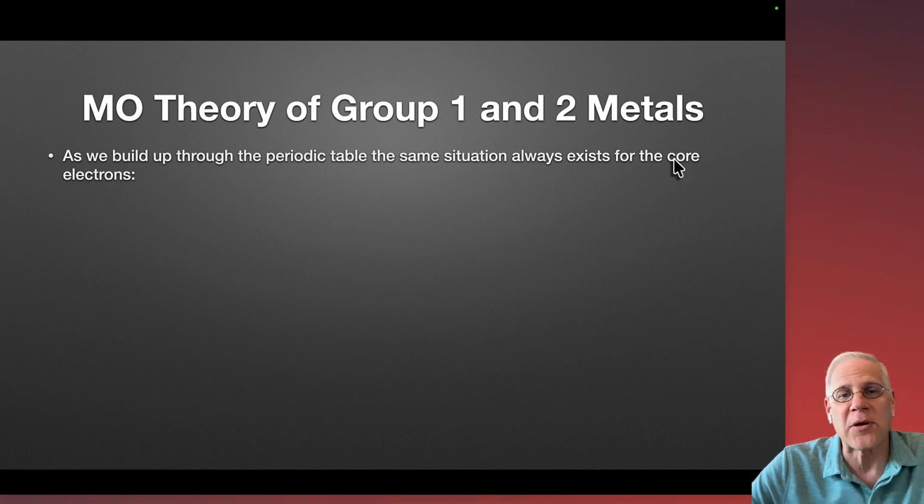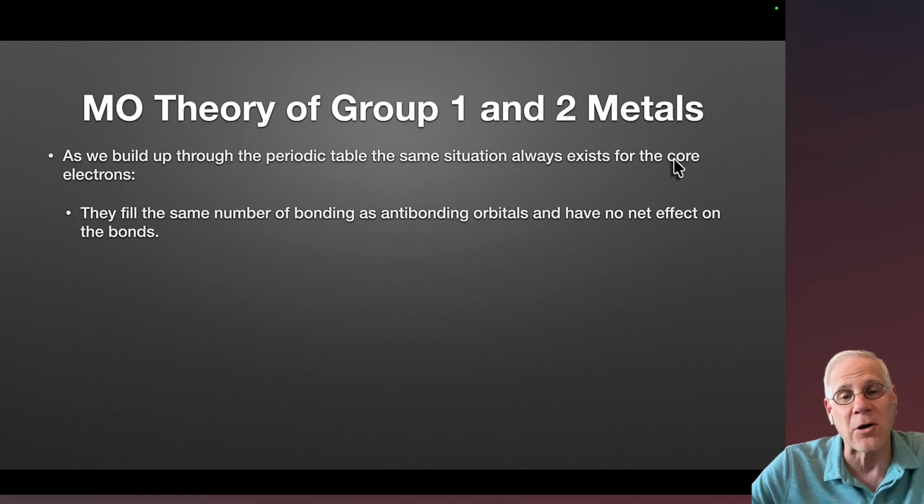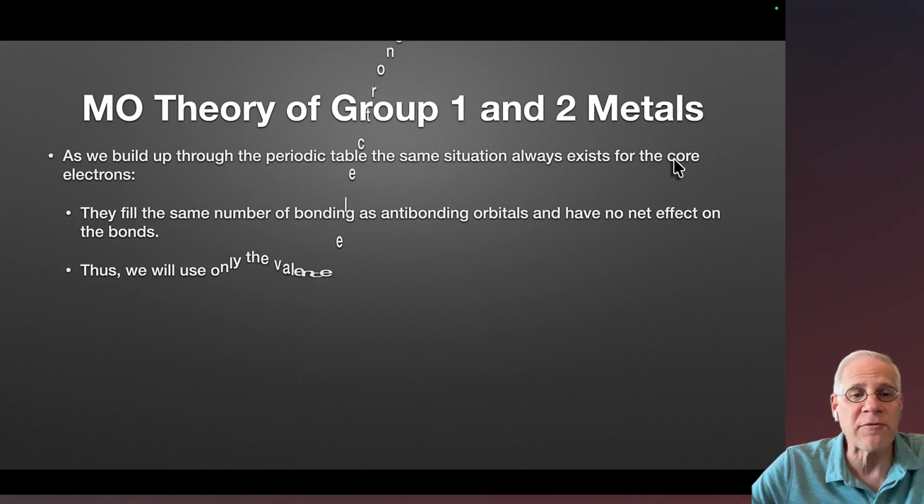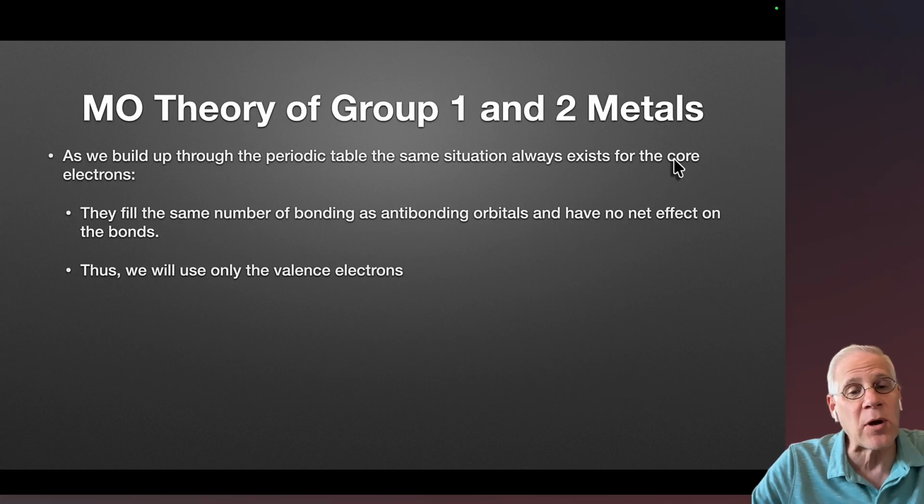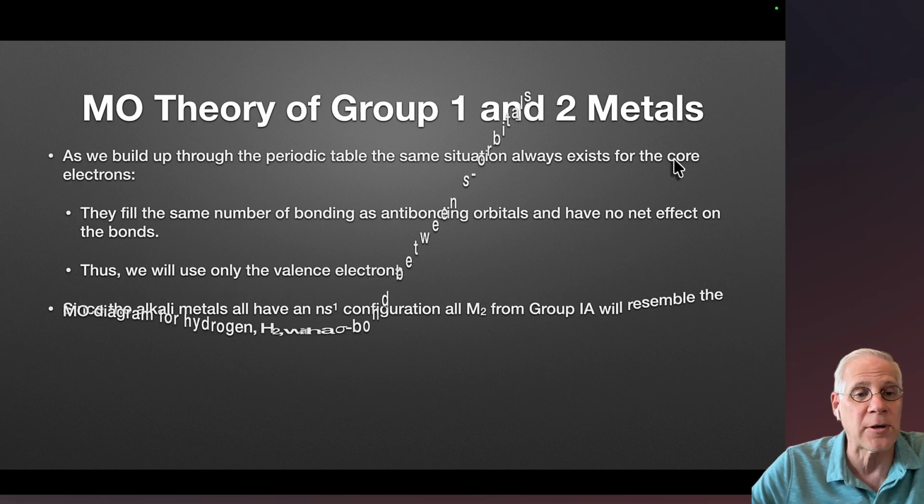Now, as we build up through the periodic table, we get the exact same situation happening for all core electrons, regardless of where the element is. When you look at core electrons as opposed to valence electrons, your core electrons fill in the exact same number of bonding orbitals as they do anti-bonding orbitals. And so they have no net effect on the bonding, because if you looked at the bond order for core electrons, you would end up with a bond order of 0 based on core electrons only. So we're going to focus only on the valence electrons, which is something we have always said when looking at bonding, that only the valence electrons are involved in bonding, and this also holds true in molecular orbital theory.